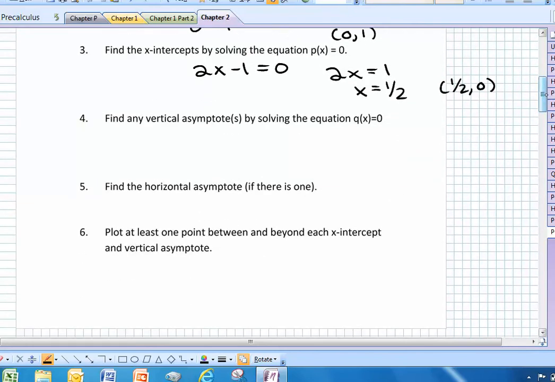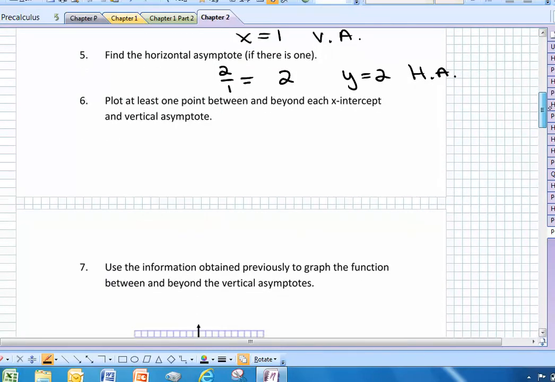Find the vertical asymptotes by setting the denominator equal to 0. So the denominator is x minus 1. So the vertical asymptote is x equals 1. The horizontal asymptote, well, since the degree of the top and the bottom are the same, I take the leading coefficients and I divide them, so 2 over 1 is 2. So the horizontal asymptote is y equals 2.